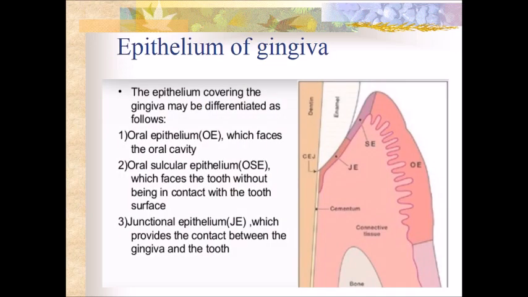Coming on to the epithelium of gingiva. The epithelium covering the gingiva is differentiated in the following way. First is oral epithelium, which faces the oral cavity, and then oral sulcular epithelium, and then the junctional epithelium. So epithelium is divided into three parts: oral epithelium, sulcular epithelium, and the junctional epithelium.